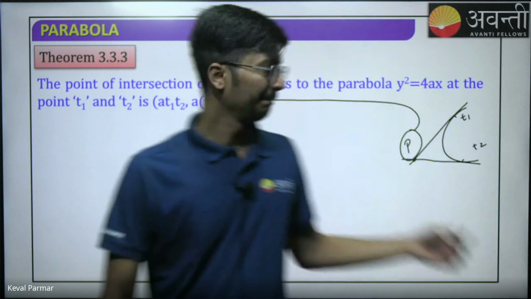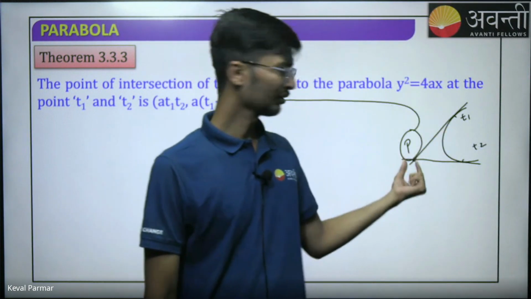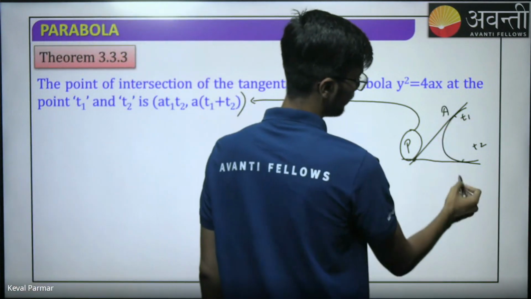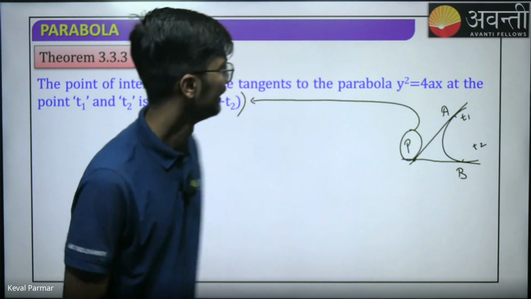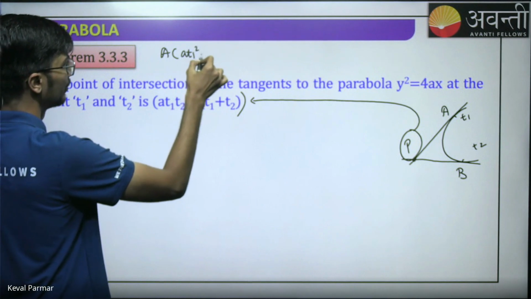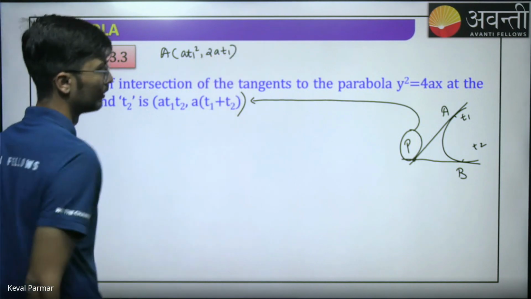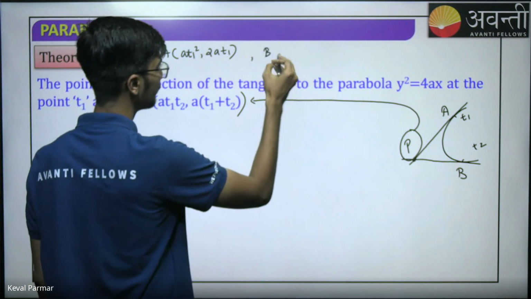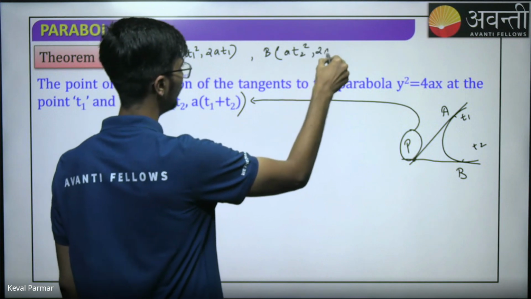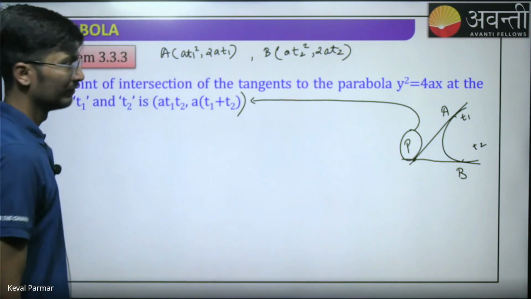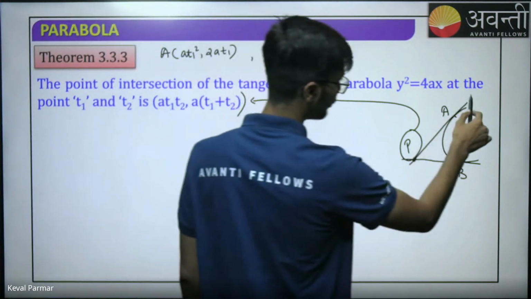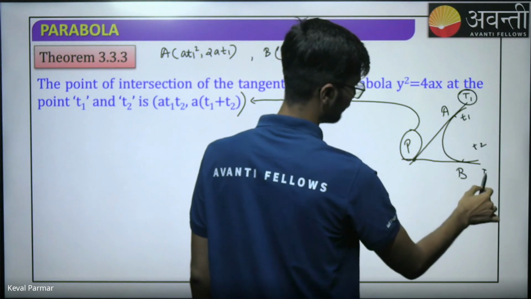That means from point P, if two tangents are drawn, then the coordinates of point P will be this, when the two tangents are touching the parabola at A and B. So let's say the point A is (a t1 square, 2a t1). What will be point B? Point B will be (a t2 square, 2a t2). So we now know the equation of tangents at point A, so that means the equation of this tangent T1 and equation of this tangent T2.